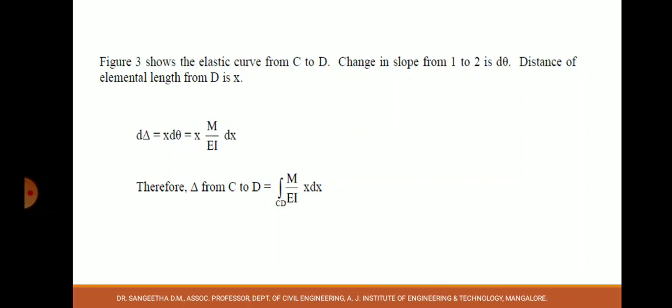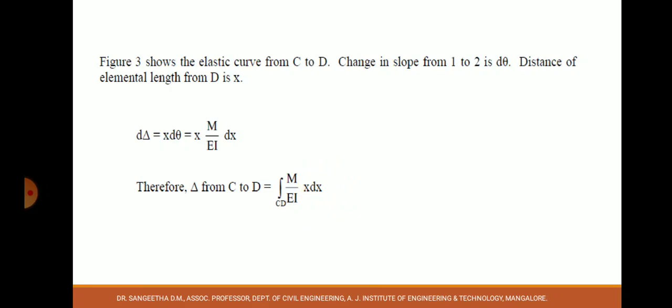So, moment multiplied by M by EI diagram is the area of the M by EI diagram, multiplied by its distance. Therefore, delta from C to D is equal to the moment of the M by EI diagram about a point, that is, the integral from C to D of M by EI into x. This parameter is more predominant, so that gives the deflection.